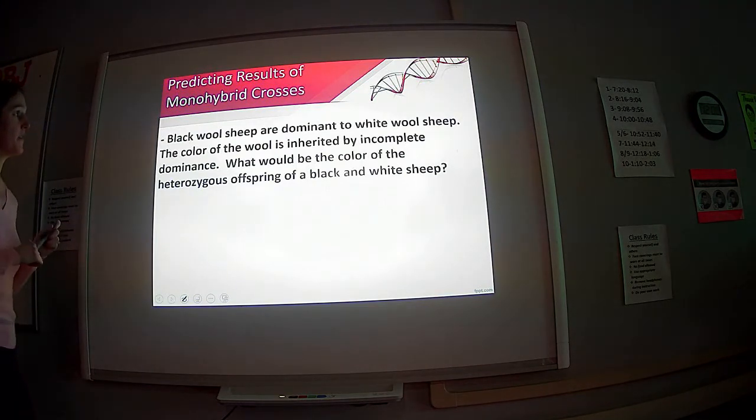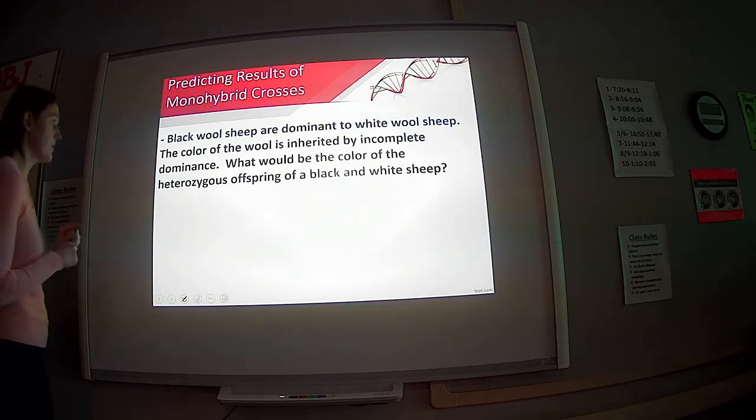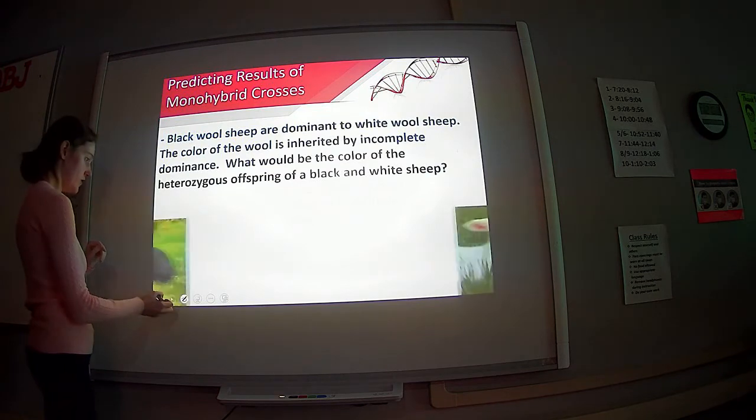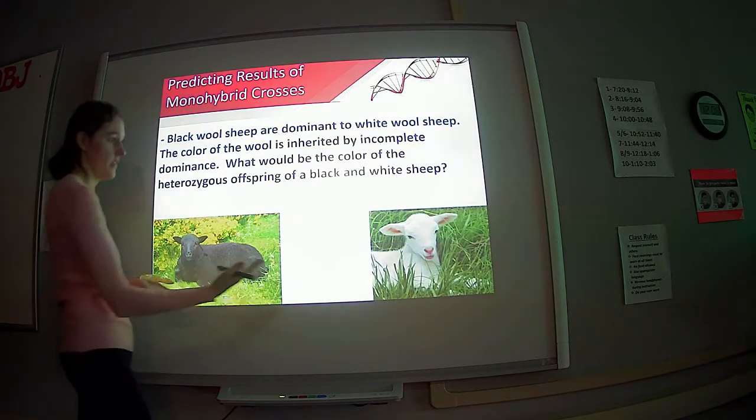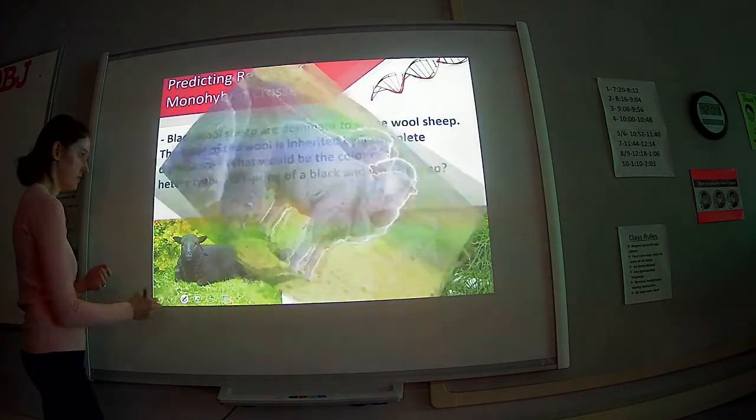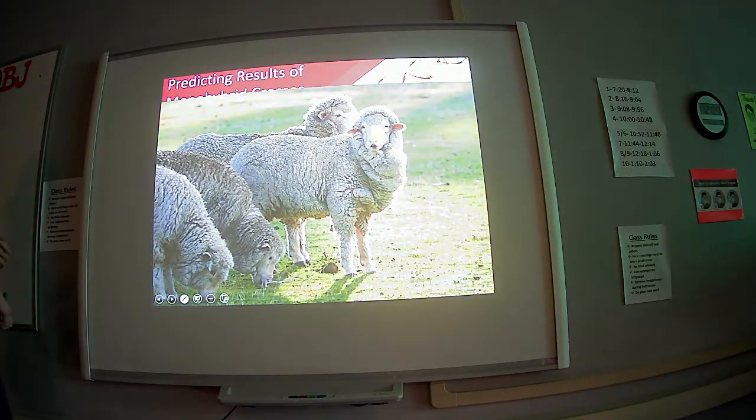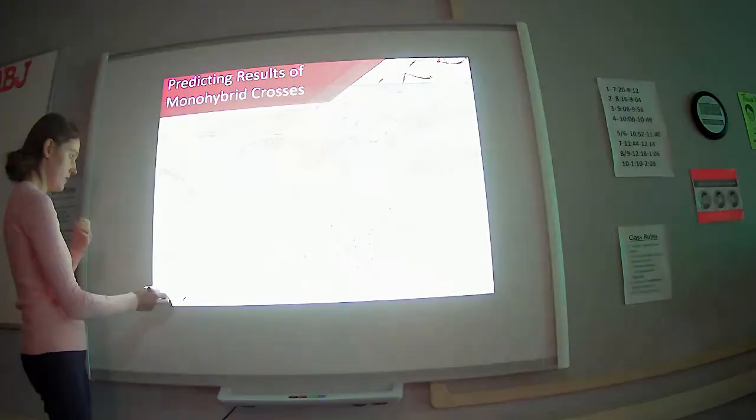Black wool sheep are dominant to white wool sheep. The color of the wool is inherited by incomplete dominance. What would be the color of the heterozygous offspring of a black and white sheep? So here we have a black sheep, here we have a white sheep. And you would probably end up with some type of a gray sheep.